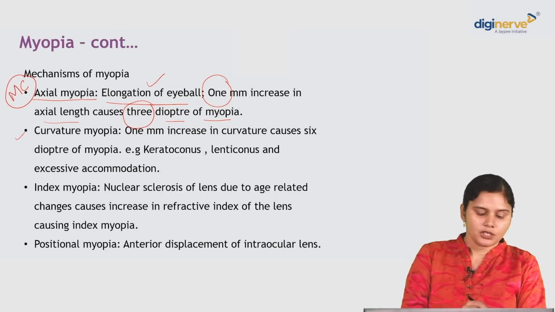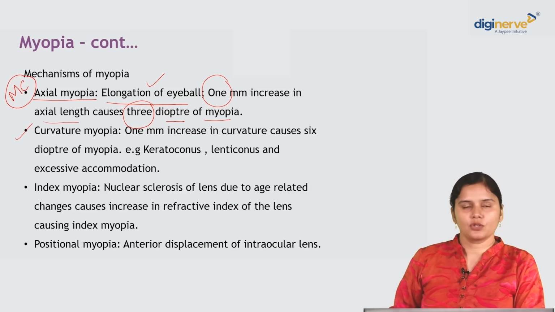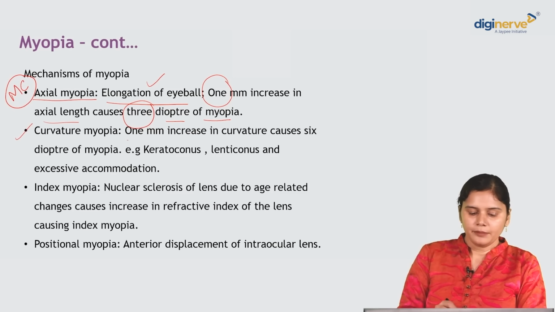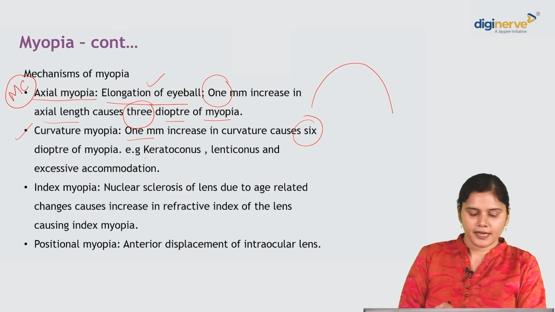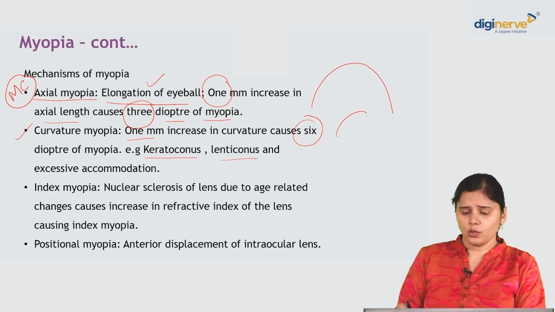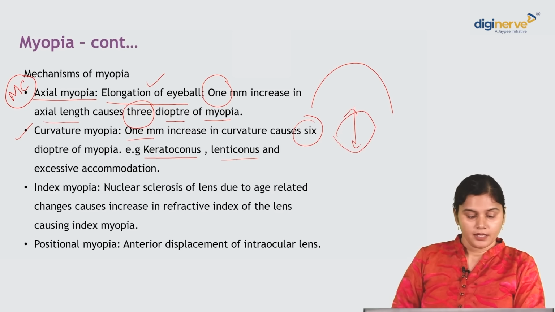Second is curvatural myopia. Curvatural myopia is not very common. A 1 millimeter increase in the corneal curvature can lead to 6 diopters of myopia. It can happen when a person has keratoconus or has lenticonus, or there is a cone actually in the lens. The lens thickness itself is very high.